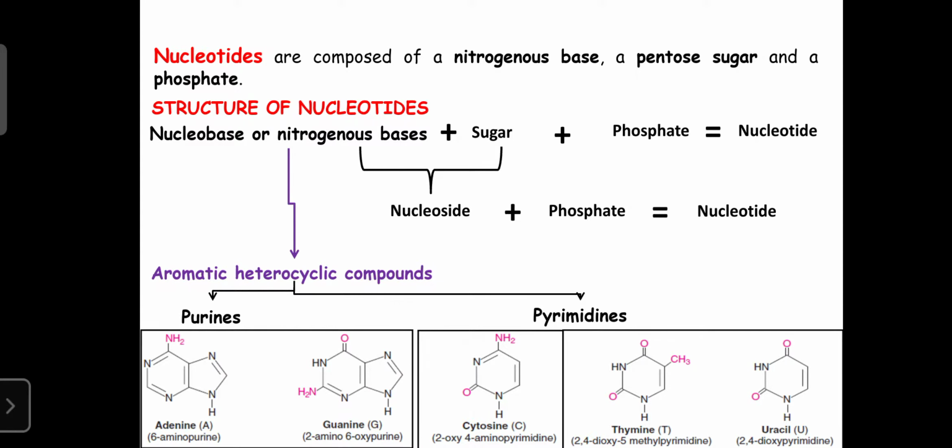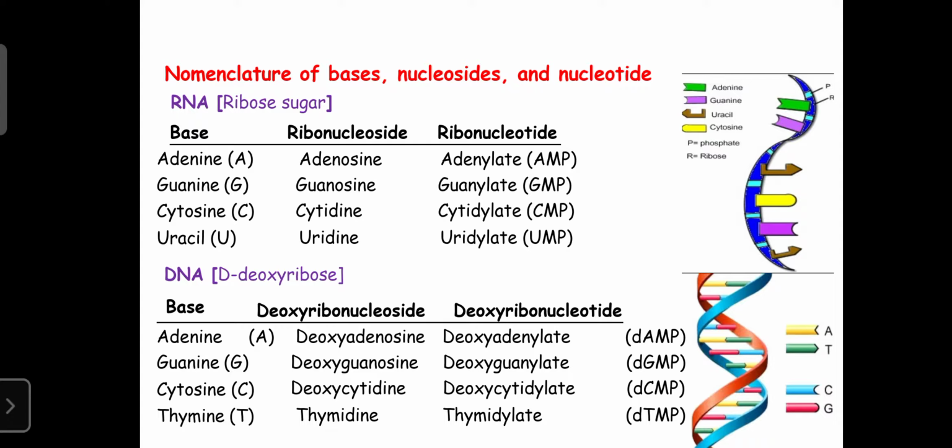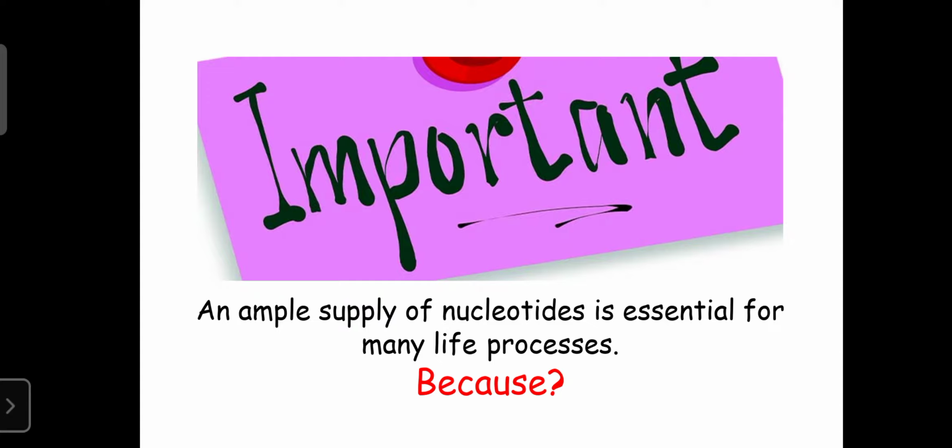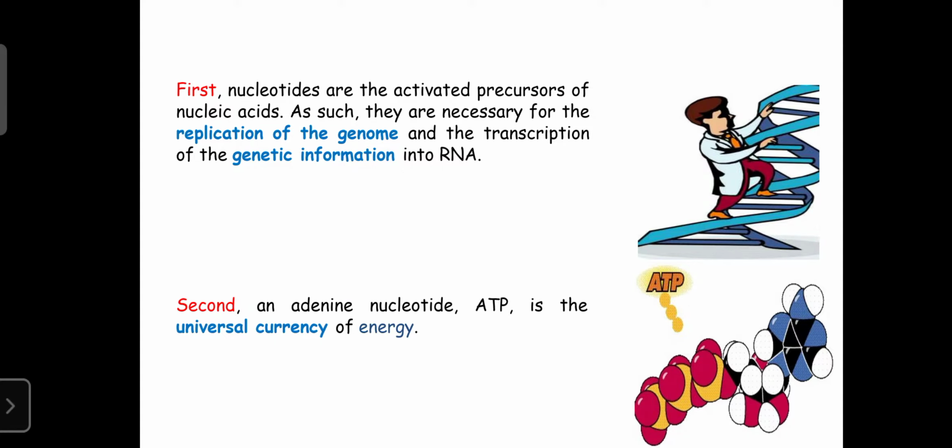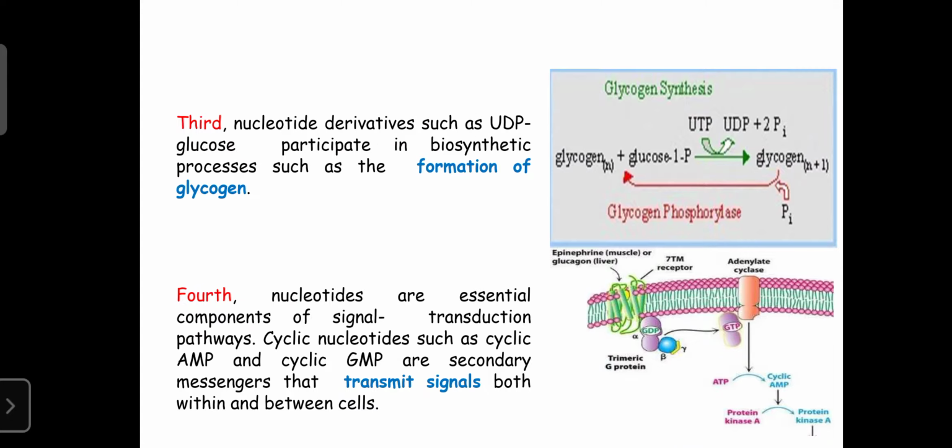How they contribute to the formation of RNA as well as DNA, regarding the nomenclature and their sugar. RNA contains ribose sugar, and DNA contains deoxyribose sugar. We also studied why a continuous supply of nucleotides is required. They are involved in genetic information, they are a source of energy, and they are required for the formation of the activated forms of glucose, that is glycogen.